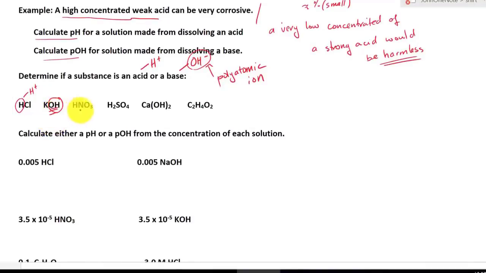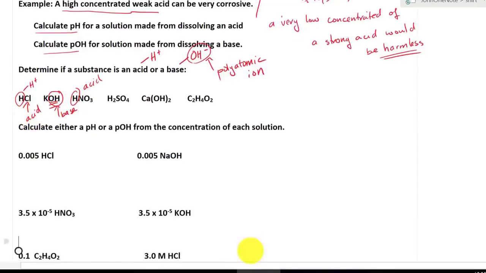Then we have HNO3. Do we have any OH-? No, we have the H+ right there, so this must be an acid. And KOH must be a base. Let's look at the next one, H2SO4. Do we see OH? No, we see that H, so this must be an acid. How about calcium hydroxide? Right away, you see that OH right there, so this must be a base. And lastly, we have C2H4O2. Does it have any OH together? No. So right away, we have to assume this must be an acid, and this is the acetic acid in vinegar.